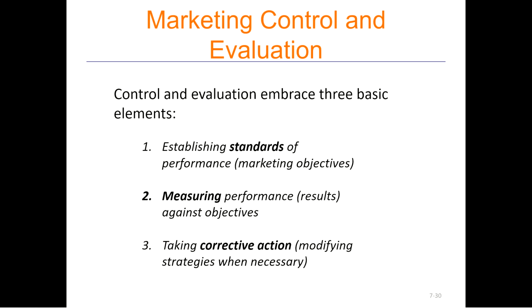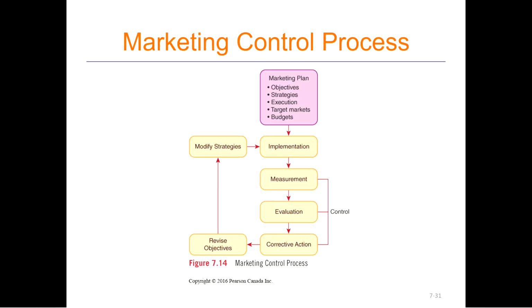And almost done. Marketing control and evaluation embrace three basic elements: establish standards of performance, measure performance results against objectives, and take corrective action when needed, right? So this is marketing control, which is the process of measuring, like I said, and evaluating the results of marketing strategies. Again, marketing control involves these three basic elements. So if we look at the marketing control process, it would look something like this.